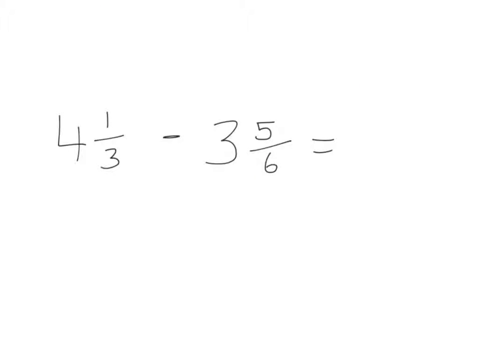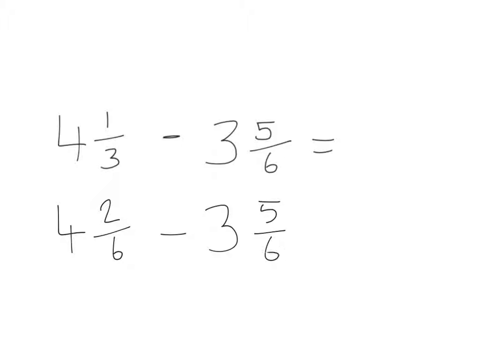Now here's a bit of an extra challenge. We've got 4 1/3 subtract 3 5/6, and we've got to do an extra step to work out the answer to this. We'll need to convert one of the fractions, and the fraction to convert is the third, so that we can turn it into sixths that we can then compare with the 3 5/6. So 4 1/3 is the same as 4 2/6.